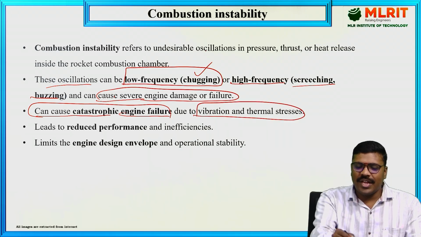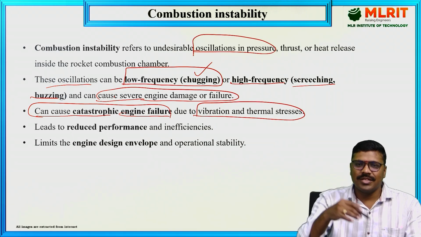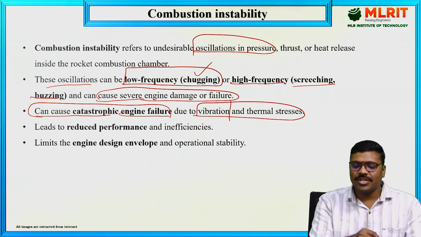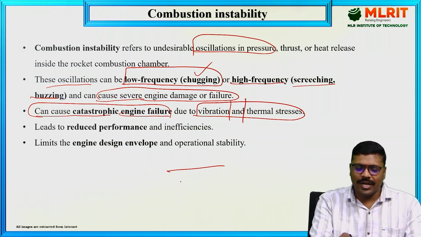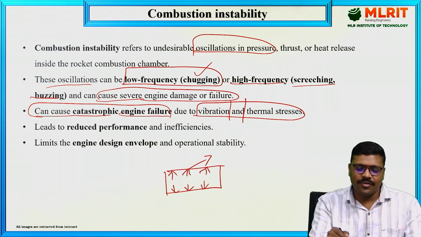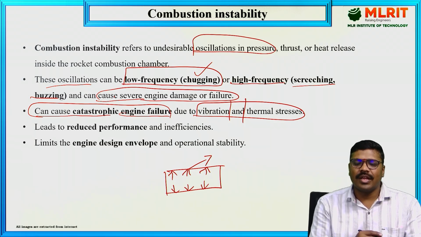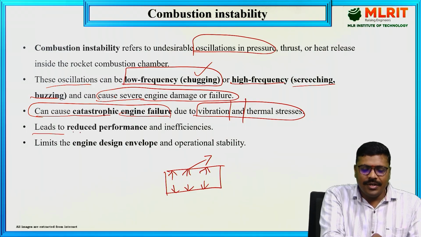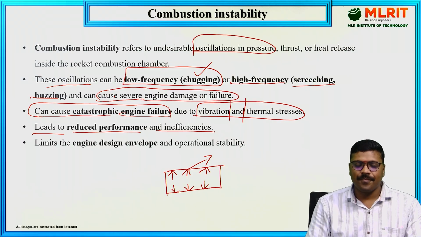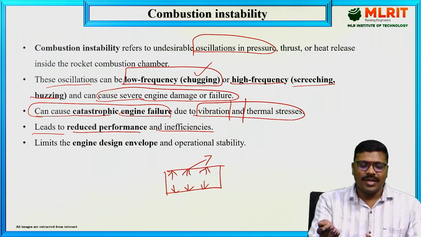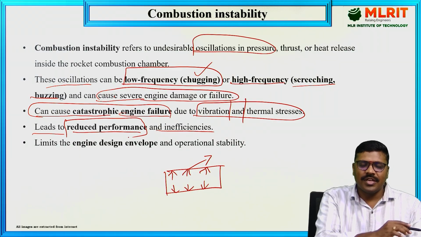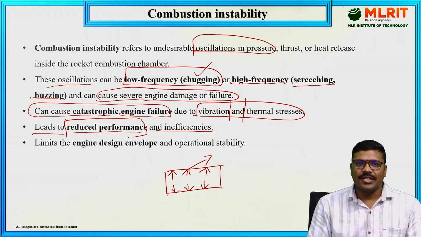When the pressure fluctuates, increasing and decreasing, it creates vibrations, and the stresses developed on the propellant tank also oscillate. So the strength of the material will be affected, and the chamber strength will be affected. Because of that, catastrophic engine failure can occur. This also leads to reduced performance and inefficiencies. The performance of the engine will reduce if there is combustion instability.